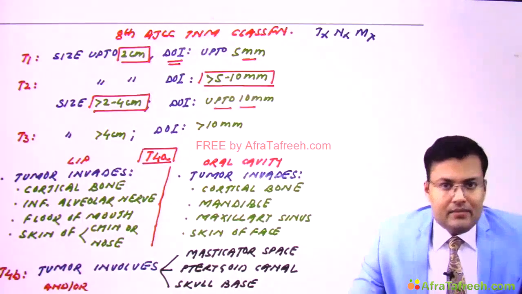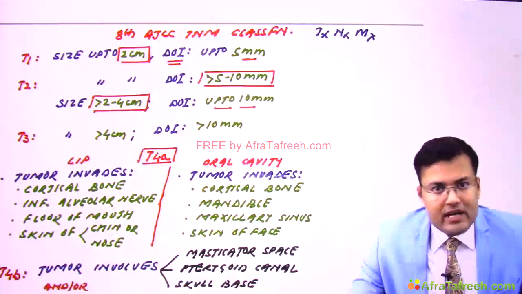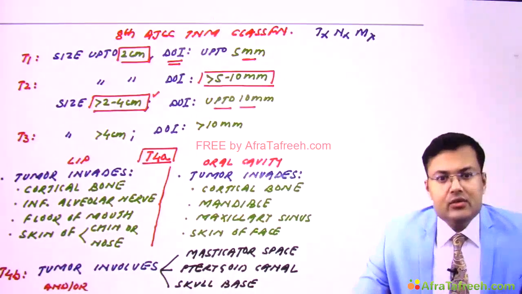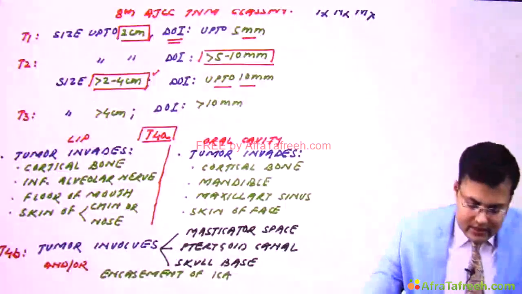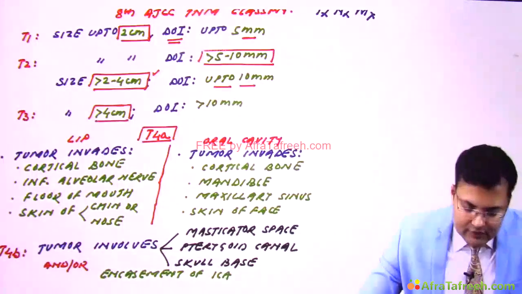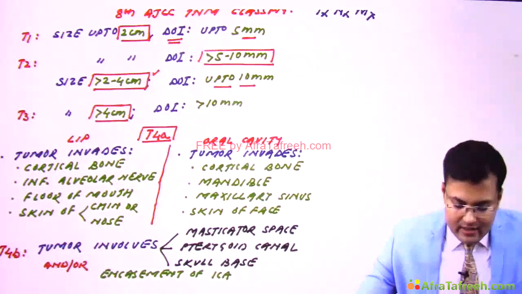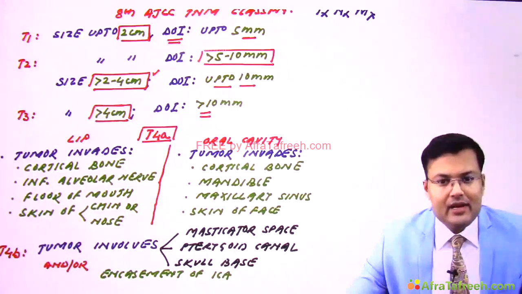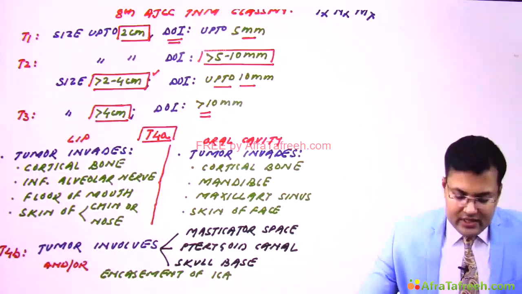So any depth of invasion up to 10 mm, if the size is more than 2 to 4 centimeter, is included in T2. In T3, the size of the tumor should be more than 4 centimeter and the depth of invasion should be more than 10 mm. Clear? This is T3.